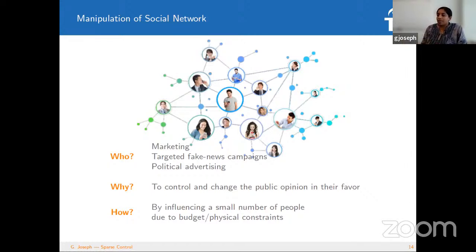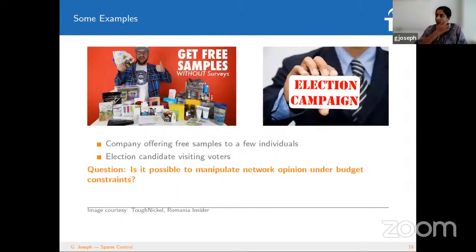At every time instant, they can influence a small number of people, because if it's a large network of people, it may not be feasible to influence each and everybody. So we influence a small number of people who can in turn influence their neighbors, and in effect, at the end of the day, we can influence the entire network. So the budget or physical constraints can be directly translated to sparsity constraints, and we'll see how to manipulate a social network under a sparsity constraint.